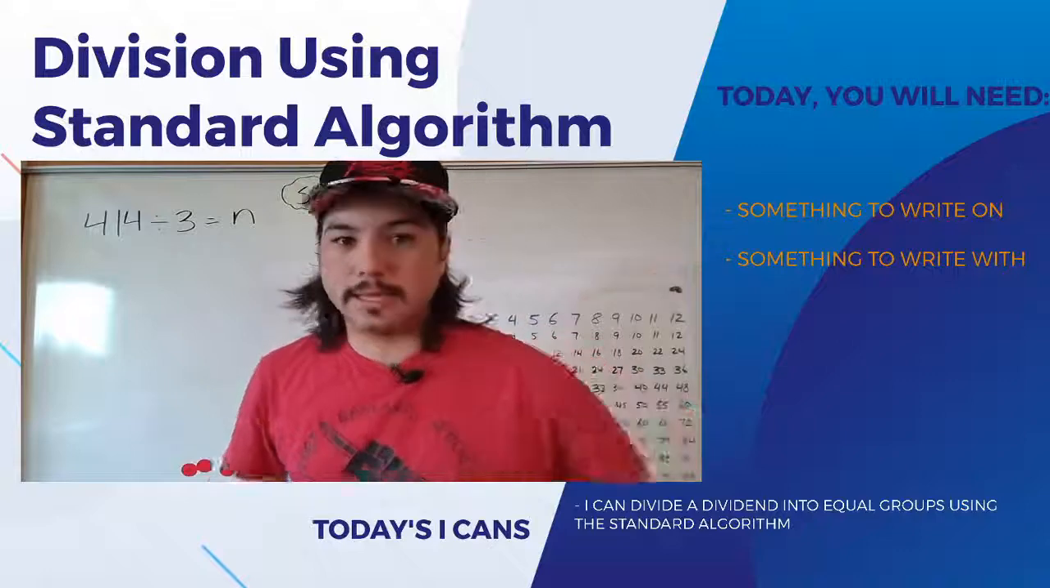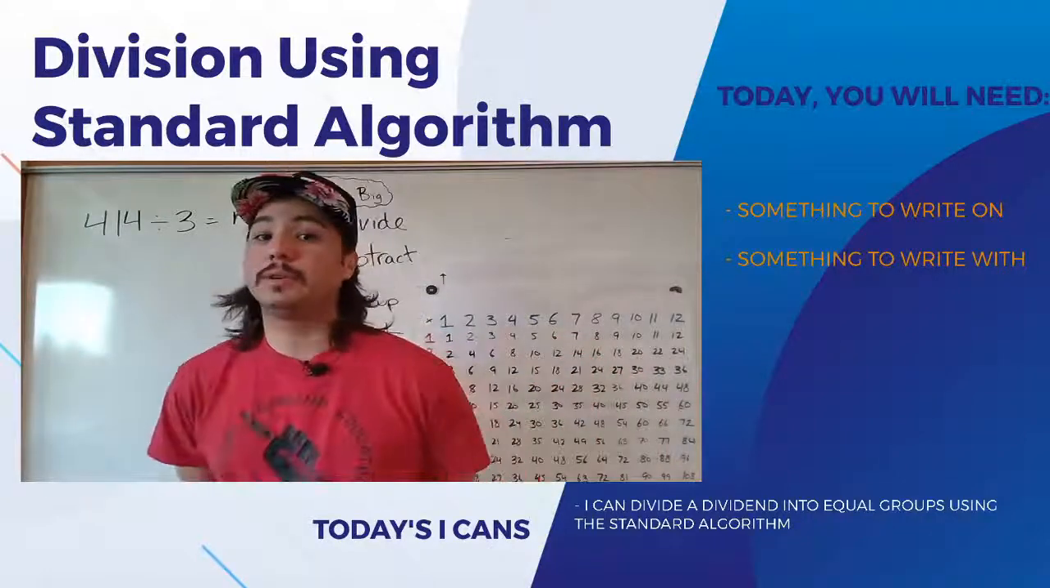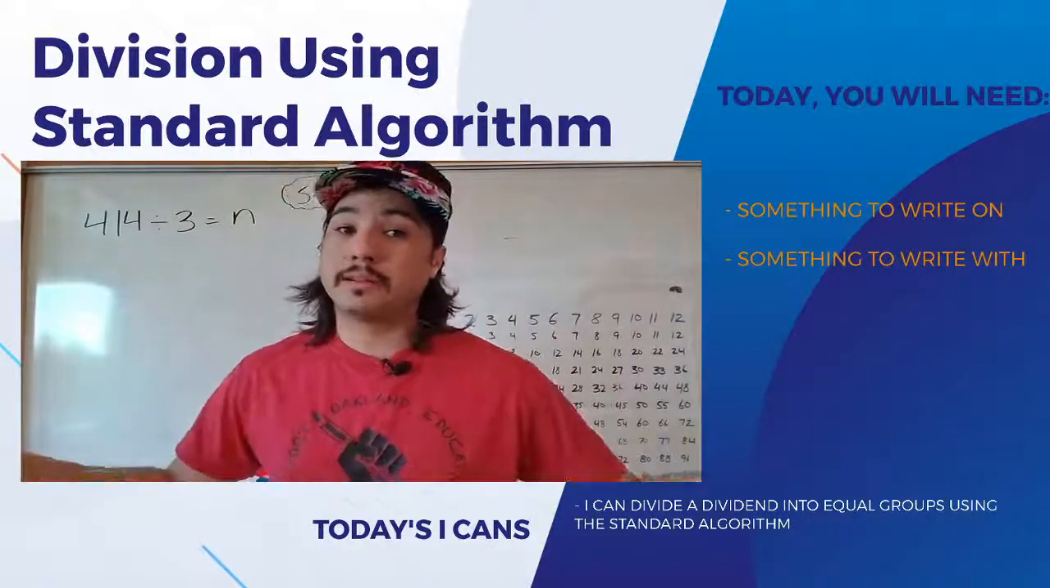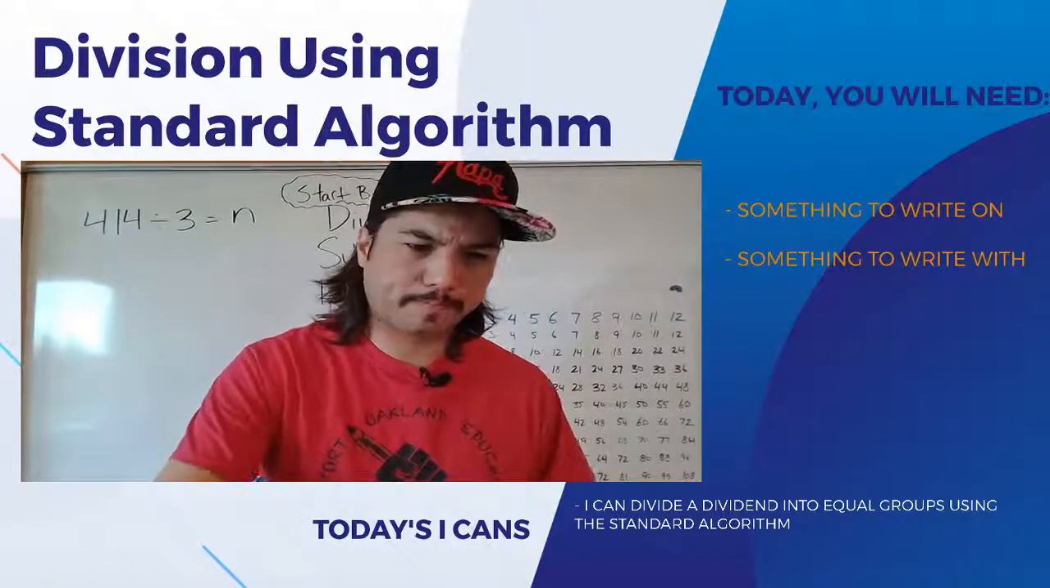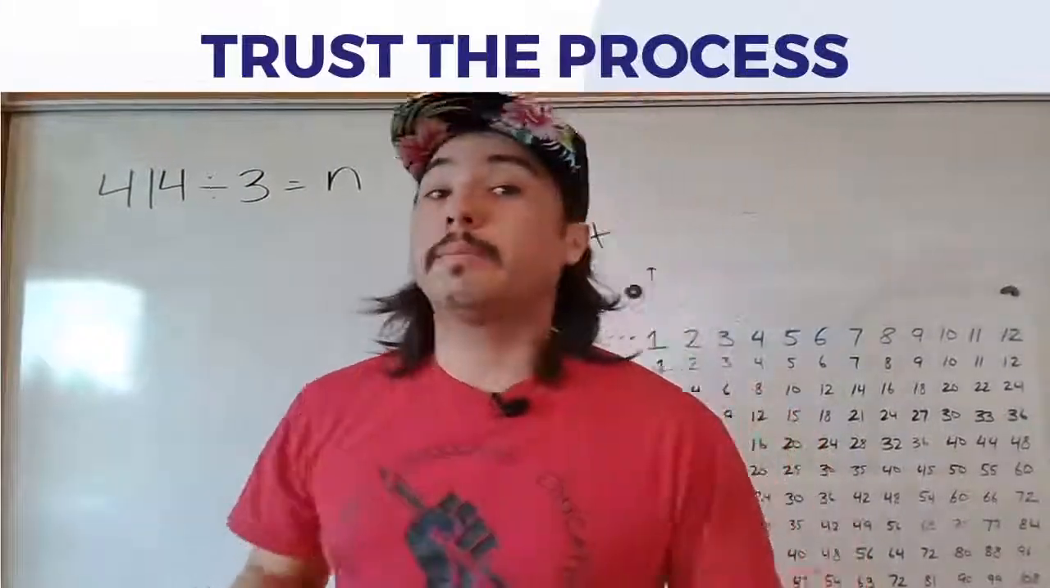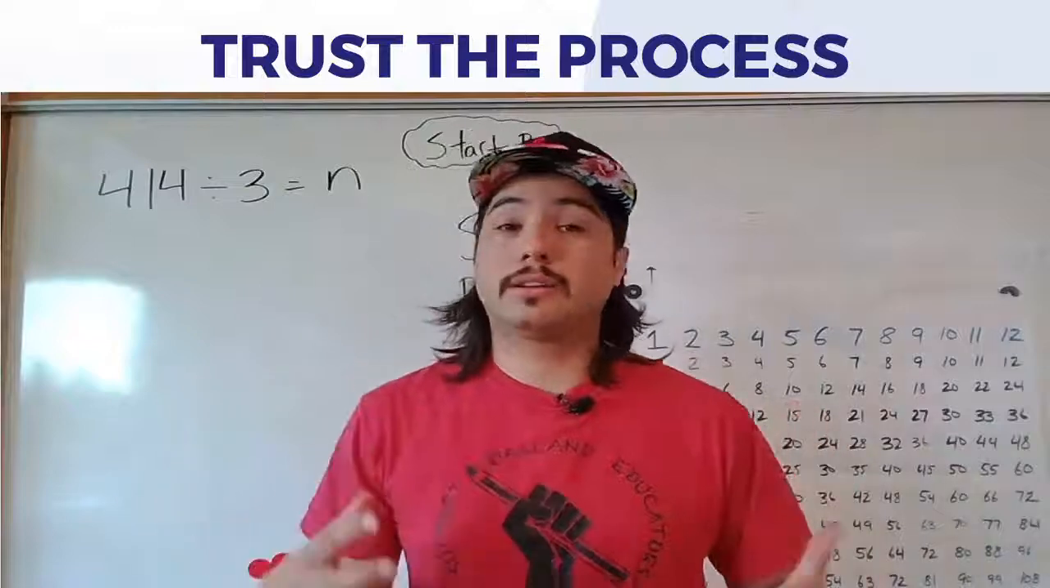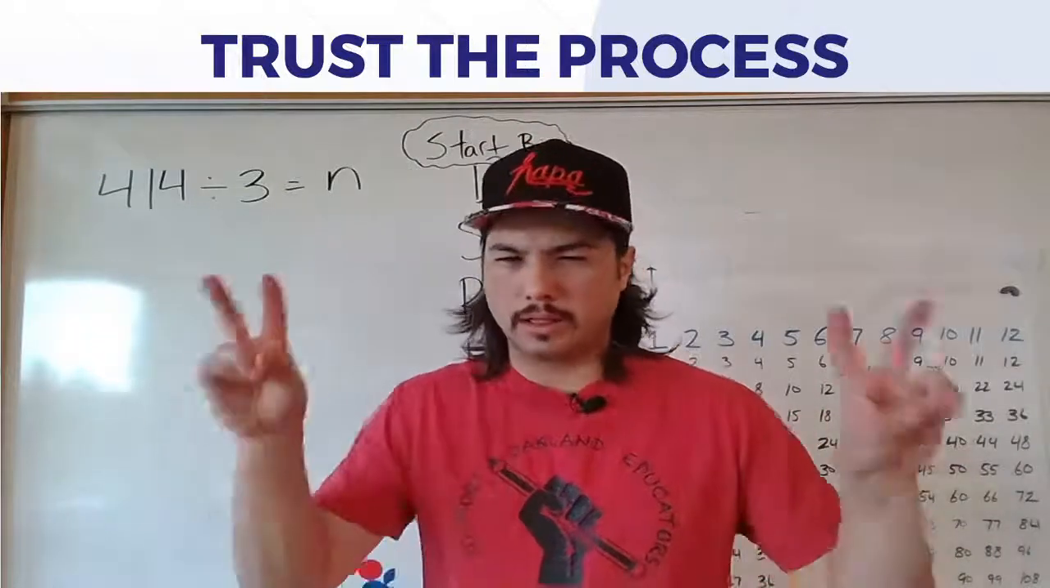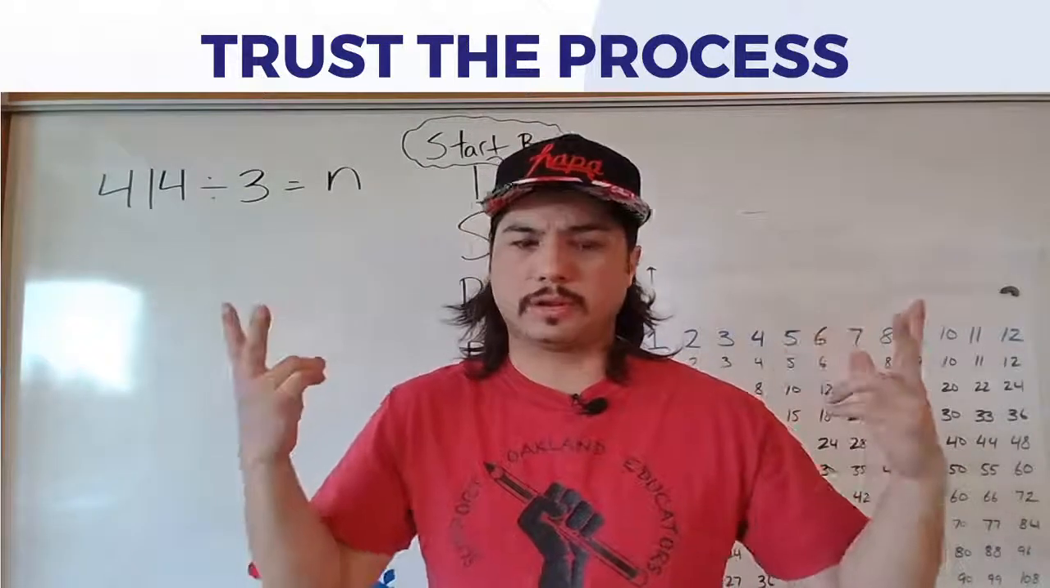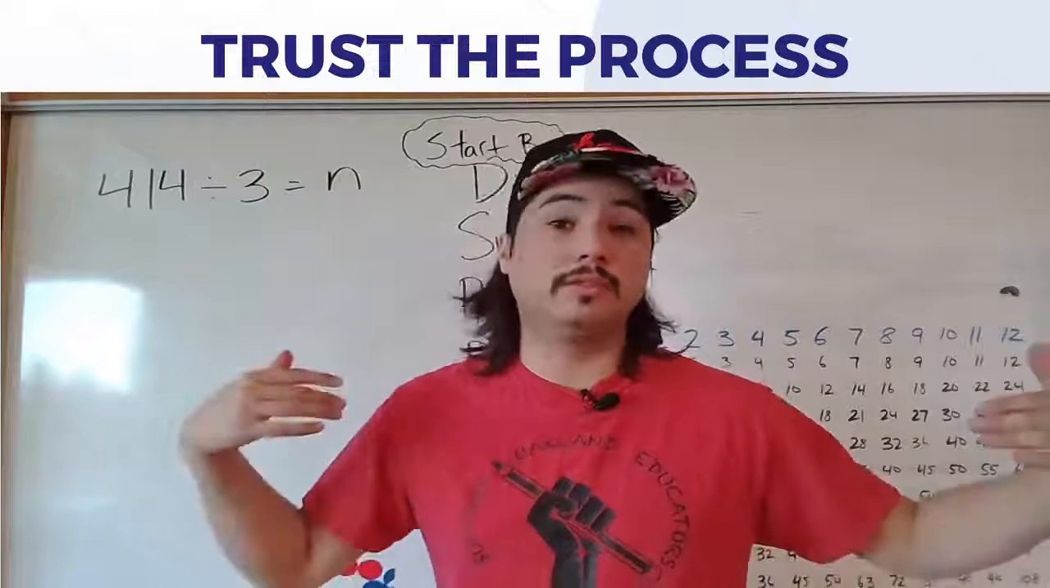Our I can today says: I can divide a dividend into equal groups using the standard algorithm. So when we're talking about the standard algorithm for division, aka long division, this is the one that your grown-ups at home go, well, we do division this way.